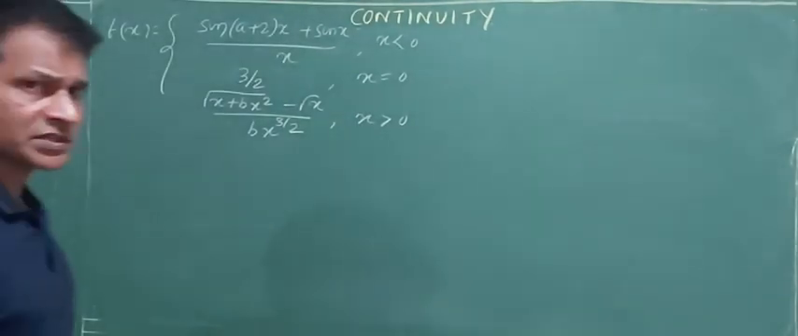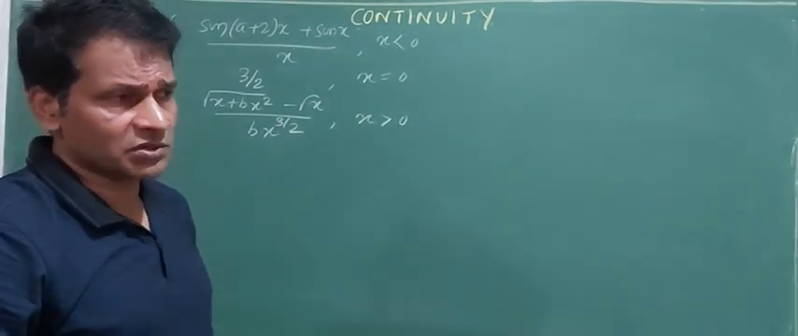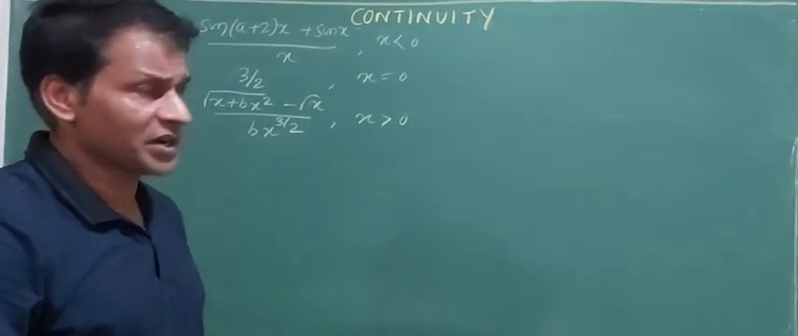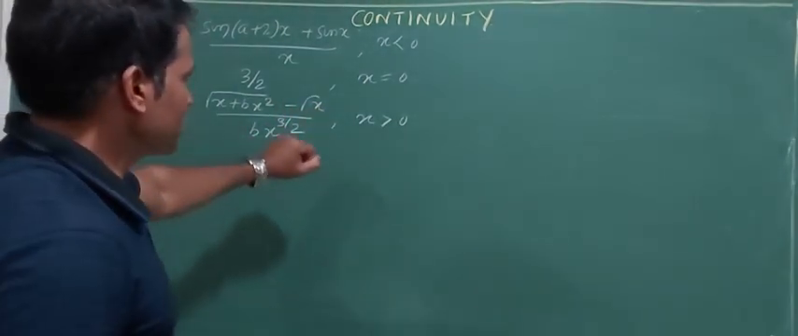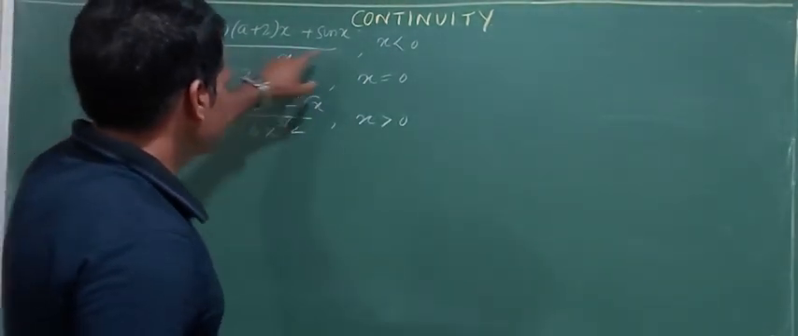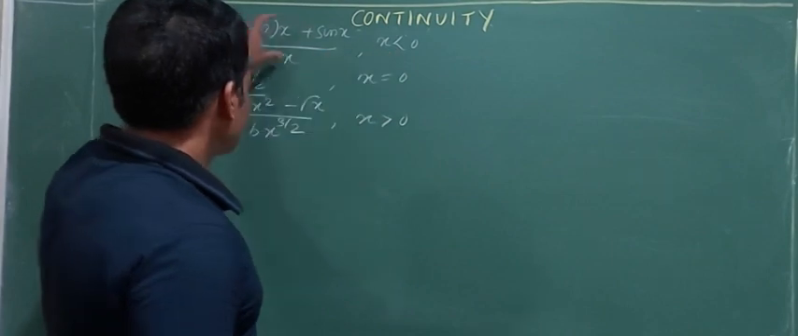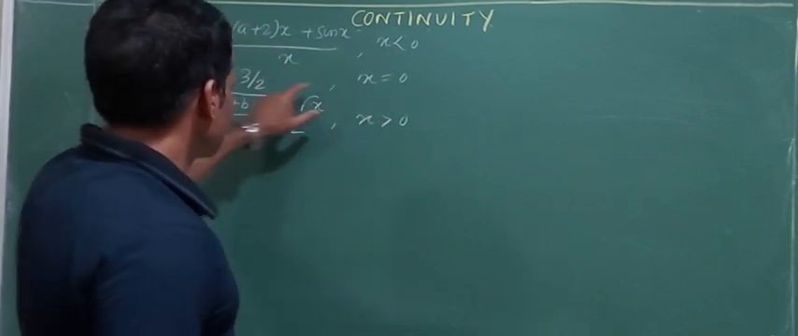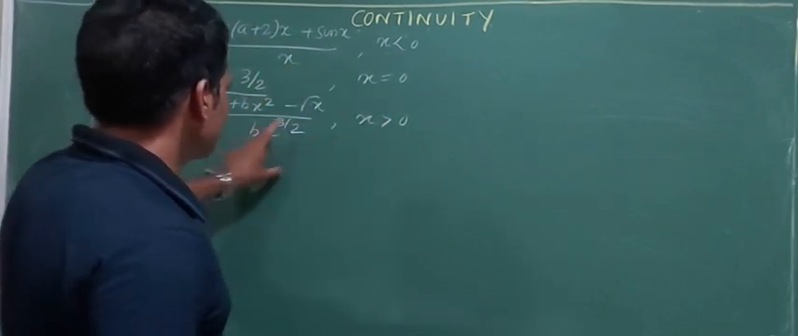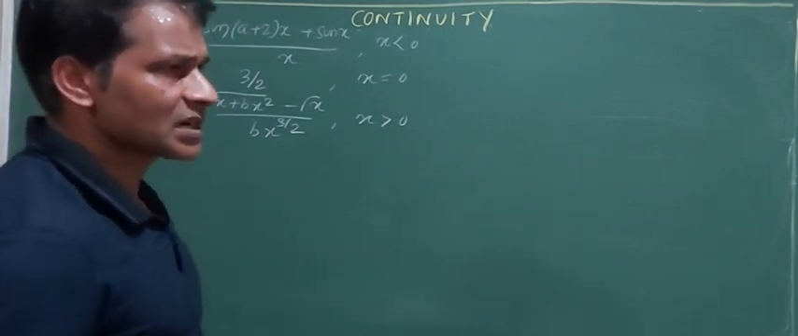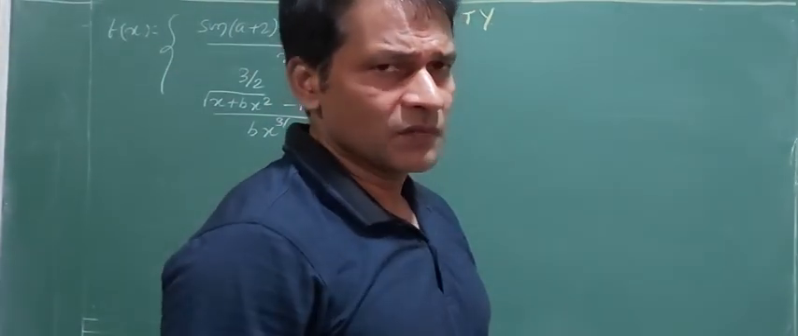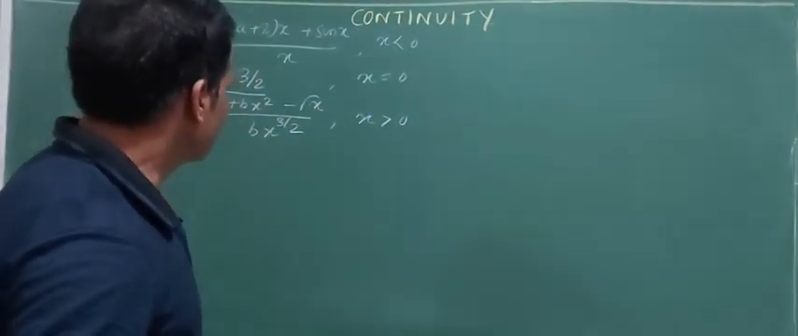The given function is continuous at x equals 0. We are discussing continuity at a point. The function is divided into three parts: x less than 0, this condition is given; x equals 0, 3 by 2 is given; x greater than 0, this value is given. If it is continuous at x equals 0, find the values of a and b.